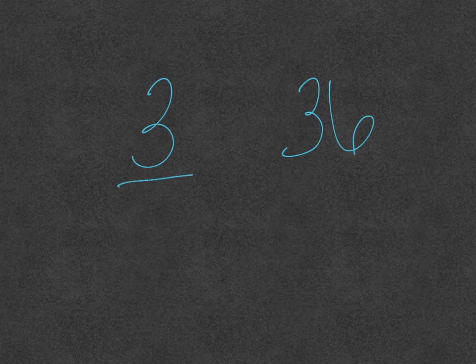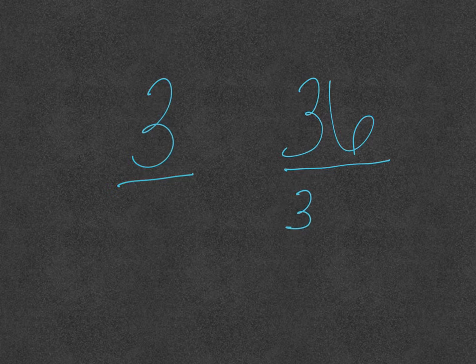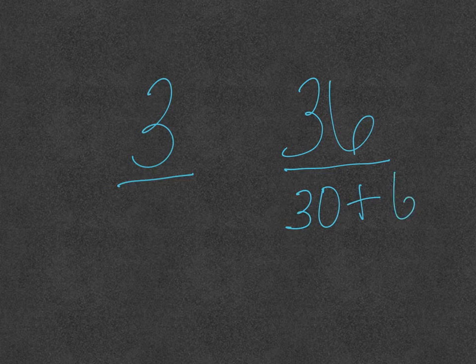This number right here has a value of 3. It's worth 3. While this number right here has a value of 36 because it has 3 sets of 10, which means it's 30, and then it has 6 ones, which makes it 36. So the values of these two numbers are different. When we're looking at this, we can compare numbers by determining the value of them.